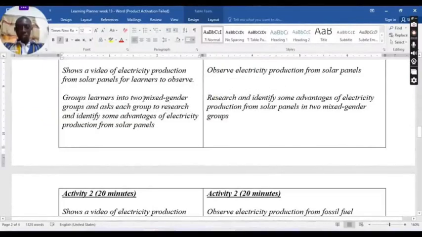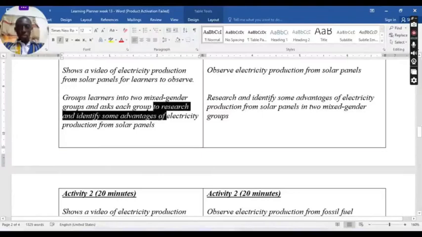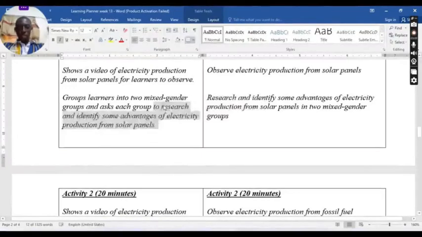So that's JC consideration. Alright. Then the second part is to research and identify. So research. Remember I stated research method as one of the pedagogical strategies. So I've included research in this activity. So research to identify some activities of electricity generation.